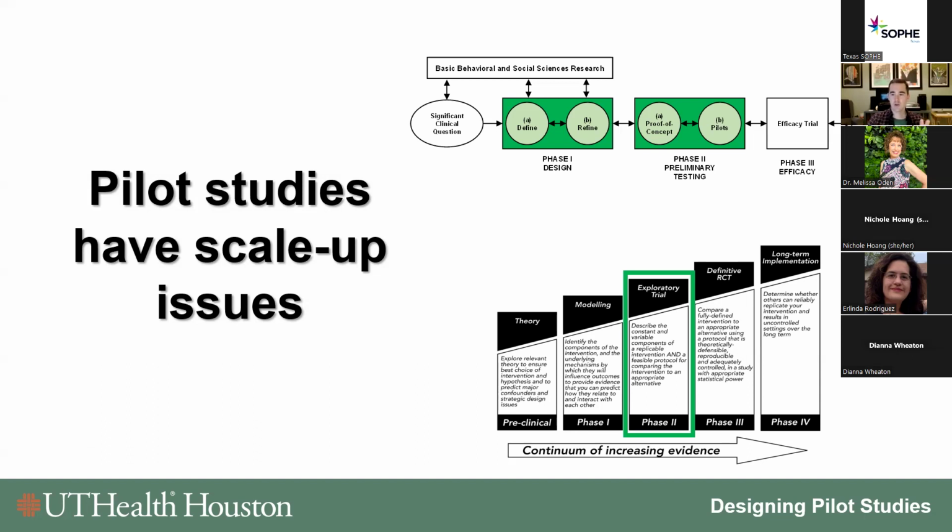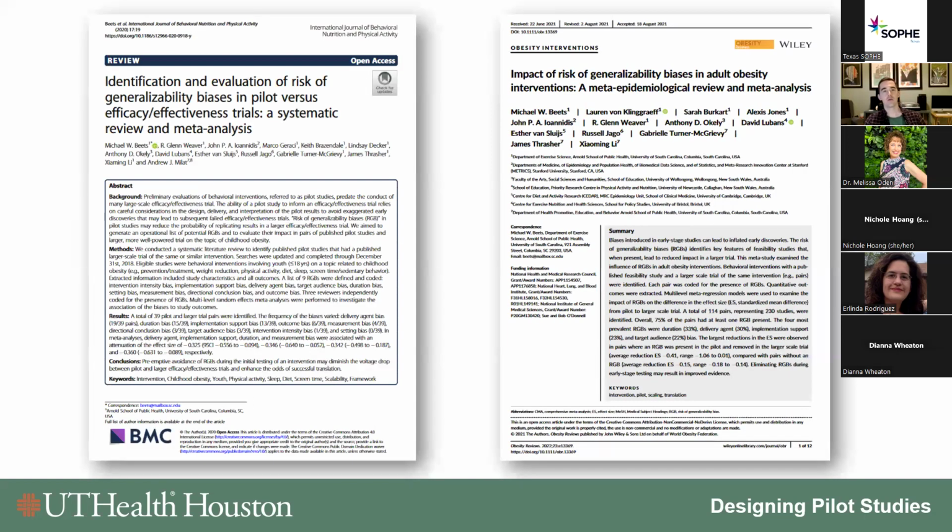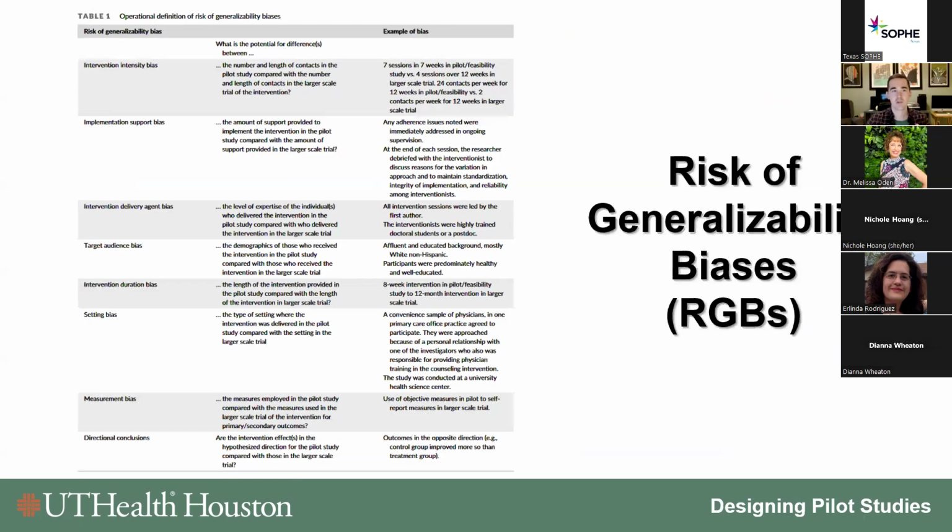So when I was at South Carolina, one of the first things that we wanted to do was understand, why do pilot studies have scale-up issues? And the first kind of hard science we'll look at is these things called risk of generalizability biases. So these were things that we identified that influence that scale-up penalty or that drop in effect size. So, and this is what they are.